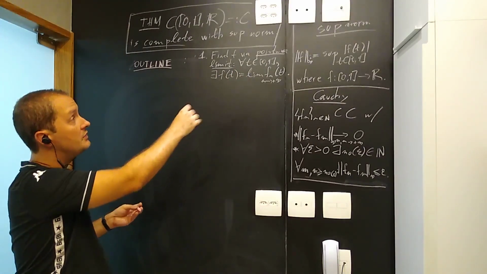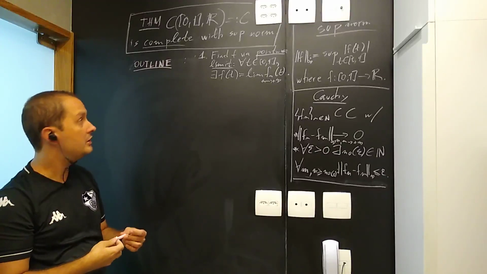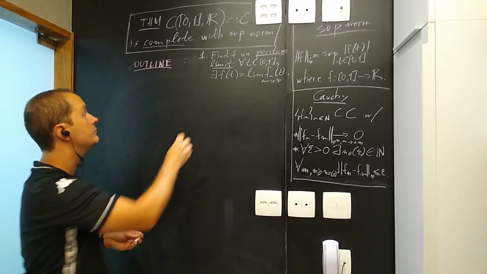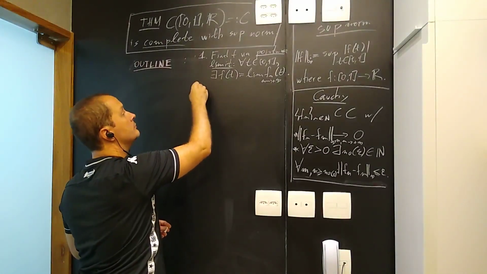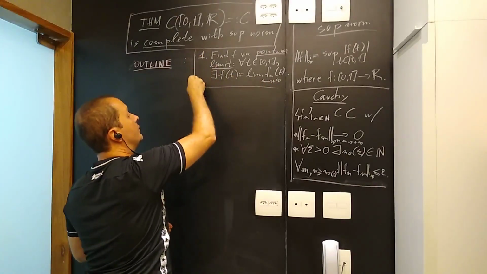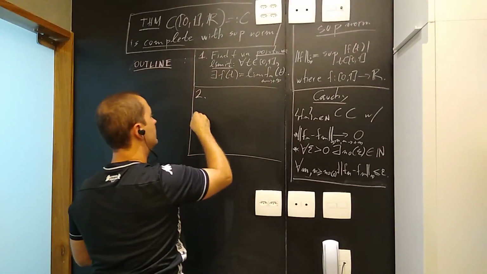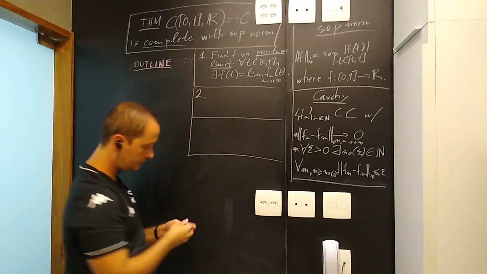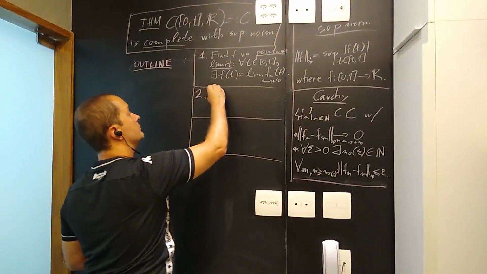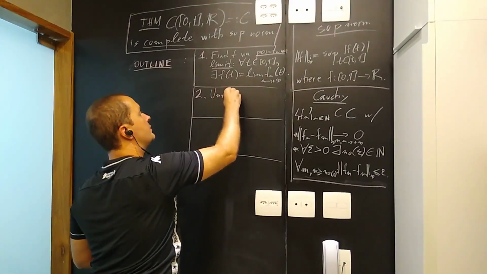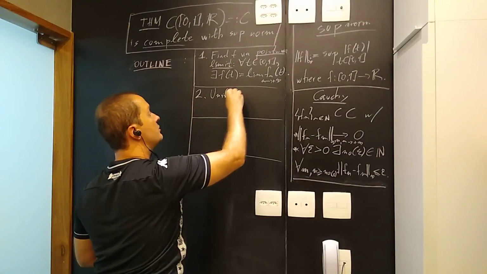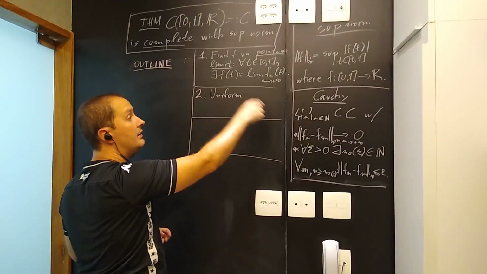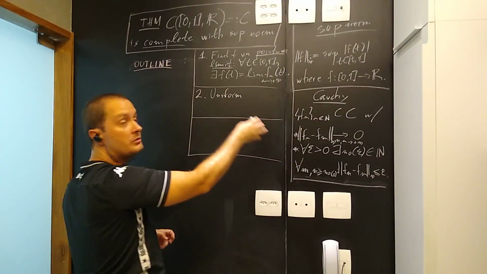What is left to be done from this point on is to show that you have, okay, so the outline has 3 parts. I still need to prove that this limiting function is continuous and that the sequence f_n converges to it in the sup norm.